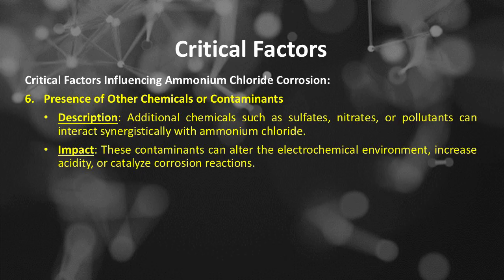Number 6 is presence of other chemicals or contaminants. Description: additional chemicals such as sulfates, nitrates, or pollutants can interact synergistically with ammonium chloride. Impact: these contaminants can alter the electrochemical environment, increase acidity, or catalyze corrosion reactions.